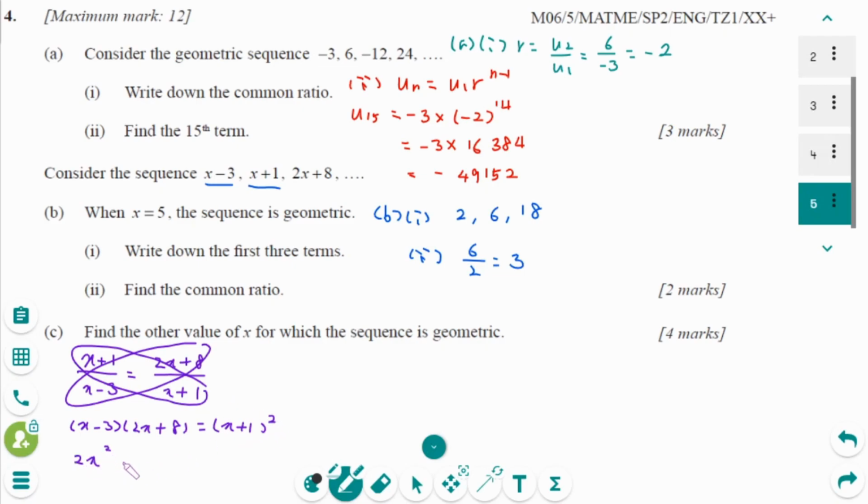2x squared plus 2x minus 24 equals x squared plus 2x plus 1. Then cancelled. x squared equals 25. So x equals 5 and minus 5. But we already know x equals 5. So the other value of x equals minus 5.